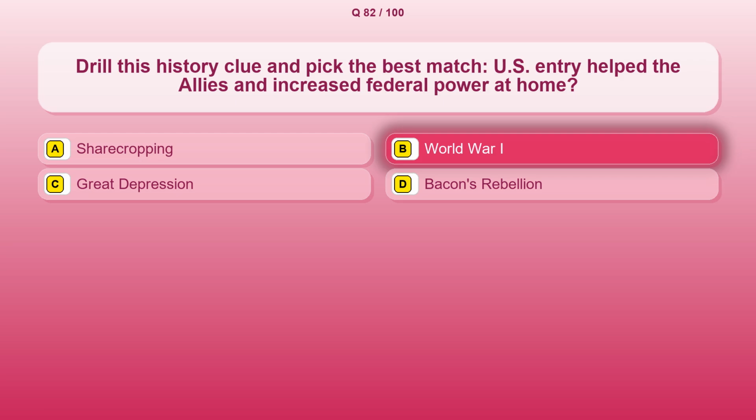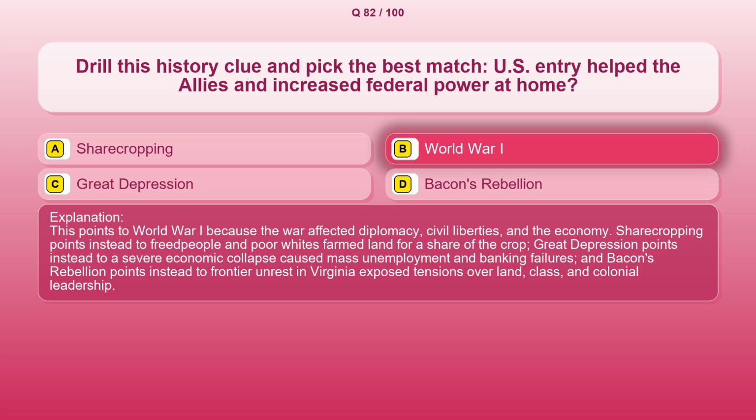The correct answer is Option B, World War I. This points to World War I because the war affected diplomacy, civil liberties, and the economy. Sharecropping points instead to freed people and poor whites farmed land for a share of the crop. Great Depression points instead to a severe economic collapse caused mass unemployment and banking failures, and Bacon's Rebellion points instead to frontier unrest in Virginia exposed tensions over land, class, and colonial leadership.